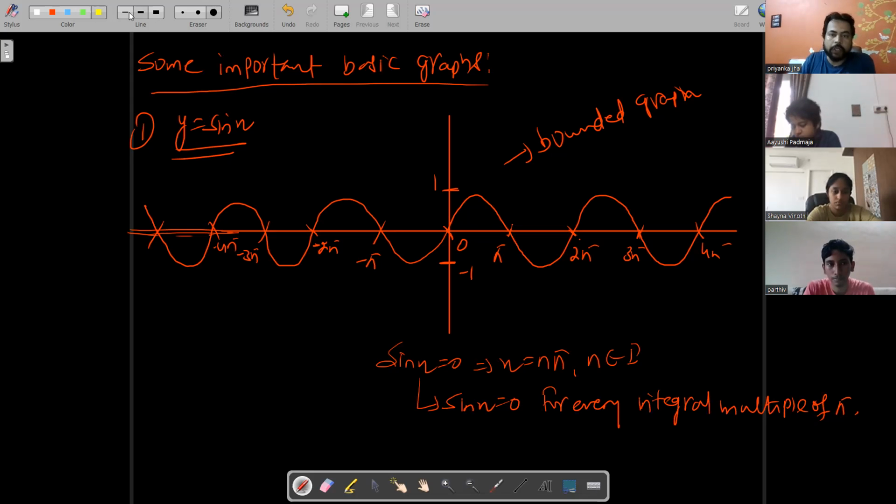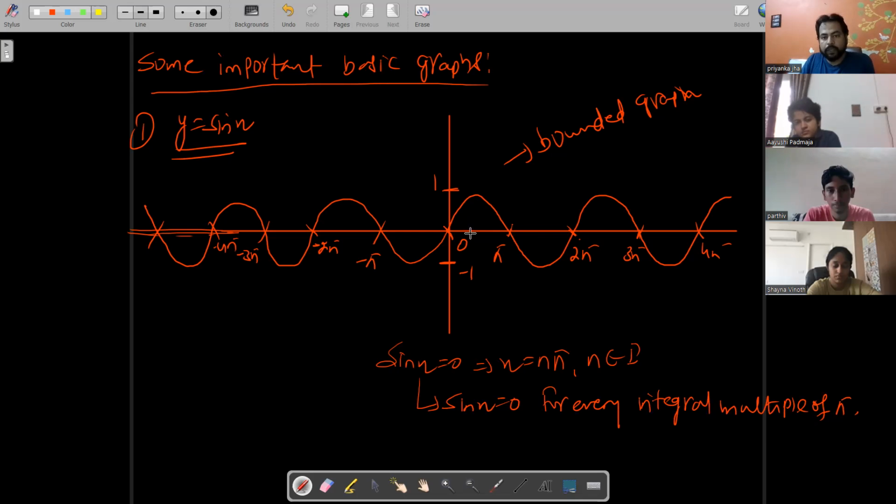Now, you can also see that this is 1. So at this point, sine takes the value 1. So this is pi by 2. Again here it takes 1, and again here, and again here. So this is pi by 2. Next one would be 3 pi by 2.